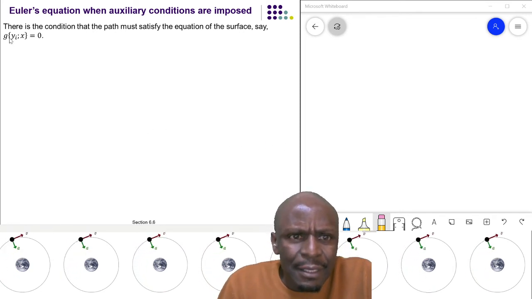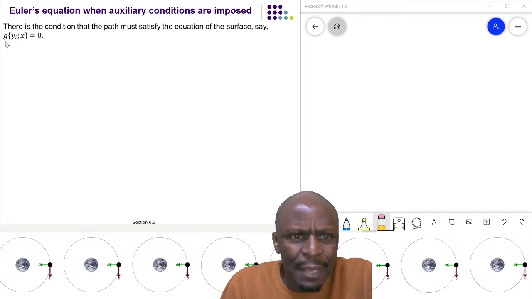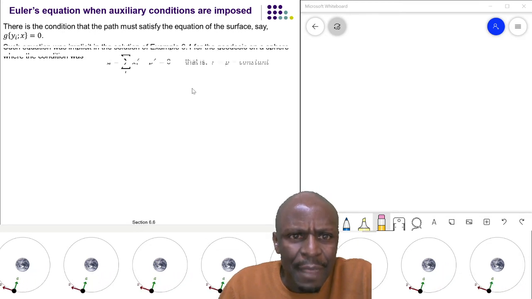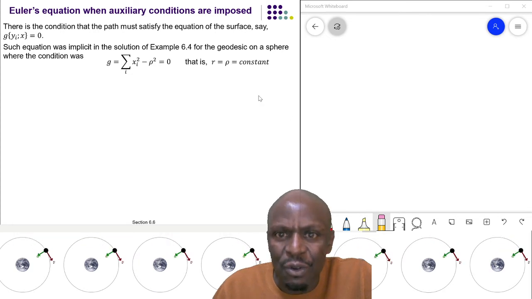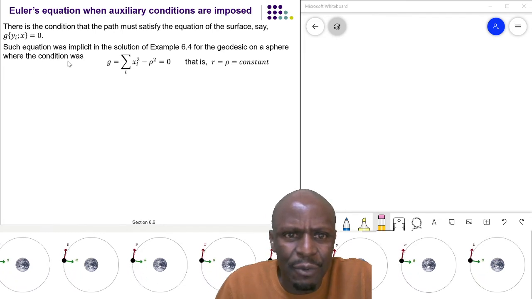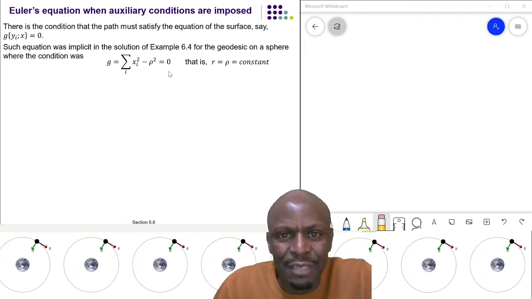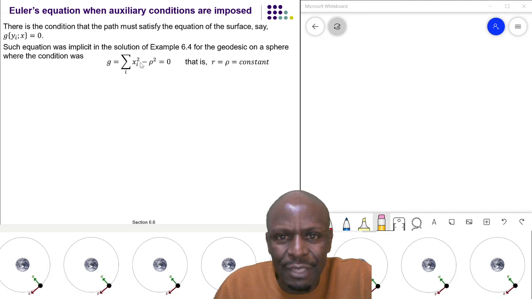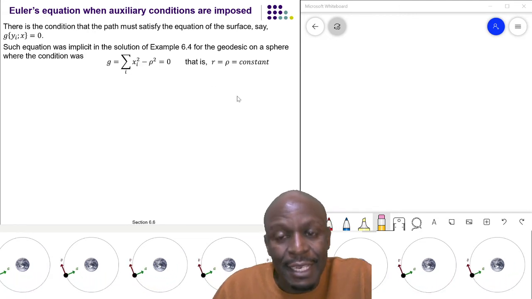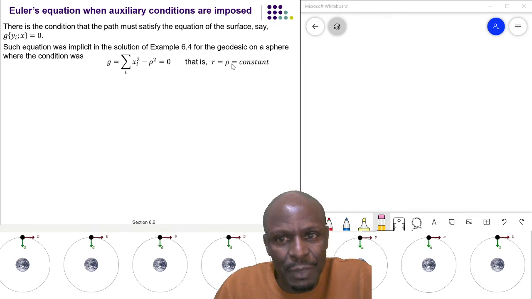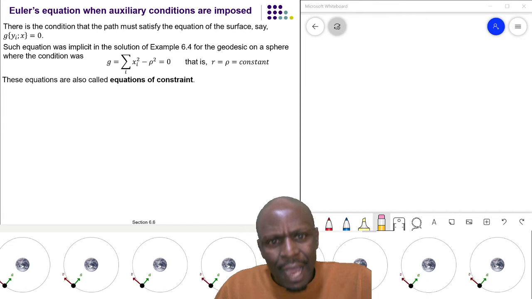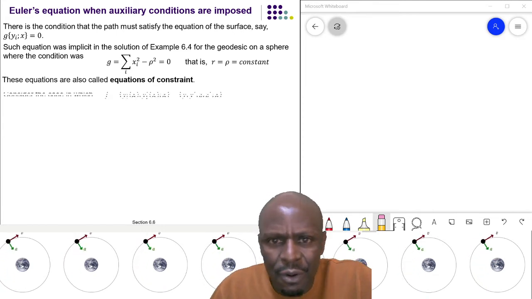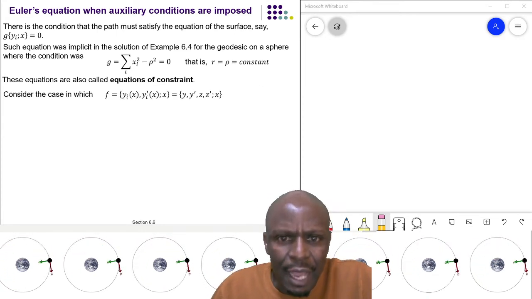Say G given by this equation here. Now, in that case, such equations were implicitly used in the solution of example 6.4 for the geodesic on the sphere, where the condition was G just given by the sum of the xi squared minus the rho squared. In that case, remember, R was just equal to P, which was just equal to a constant. Now, these equations are also called equations of constraint.